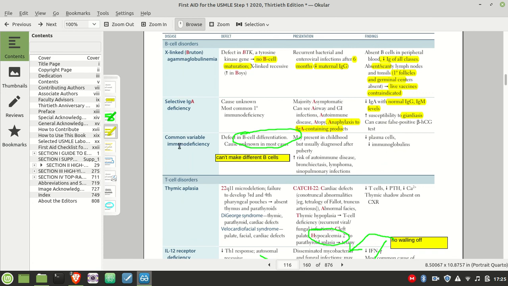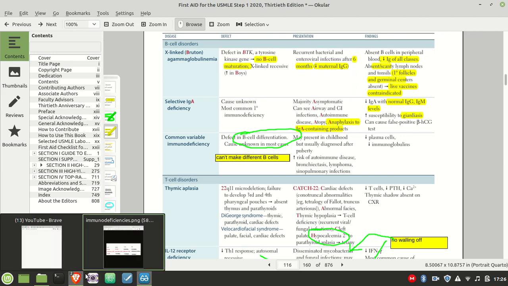CVID. Okay, big money question. CVID versus X-linked A-gamma globulinemia. Well, CVID, the problem is just B cell differentiation. Right? You're not able to go around and make different types of immunoglobulins. You got your B cells, but they're not really doing anything. So your B cell count's going to be fine, but your antibody counts are going to be low. Right. Let's double check. Let's double check with our way cool table.